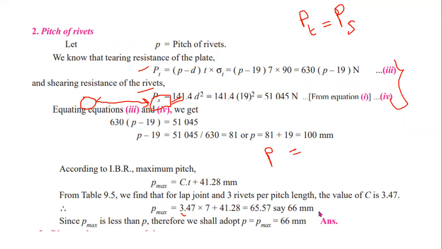So this is the maximum pitch of rivet. 66 mm is the maximum pitch here, but our answer is 100 mm. This 100 mm is greater than the maximum pitch, so don't consider this 100 mm. You have to consider maximum pitch P max. That is the safe value. 66 mm is the final maximum pitch of rivets.